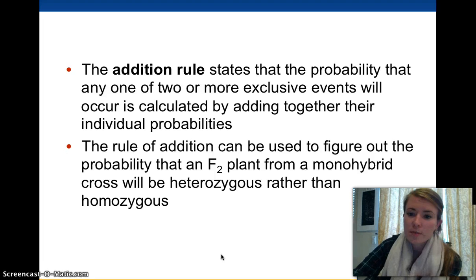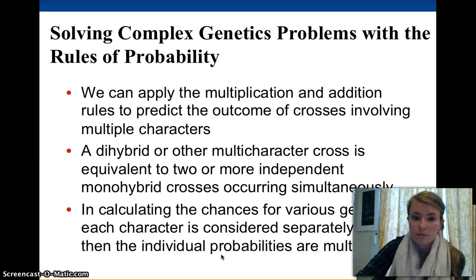So the rule of addition can be used to figure out the probability that an F2 plant from a monohybrid cross will be heterozygous rather than homozygous.